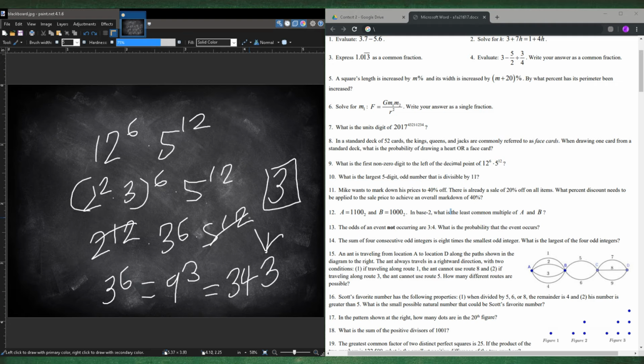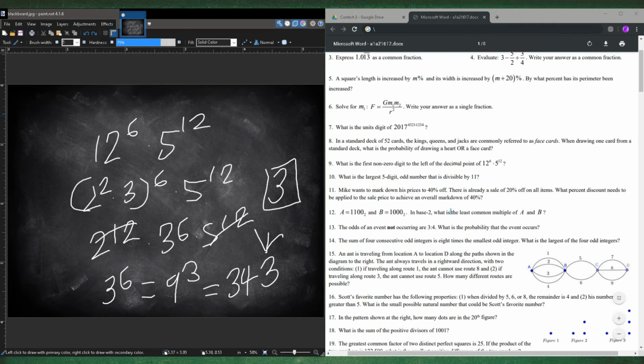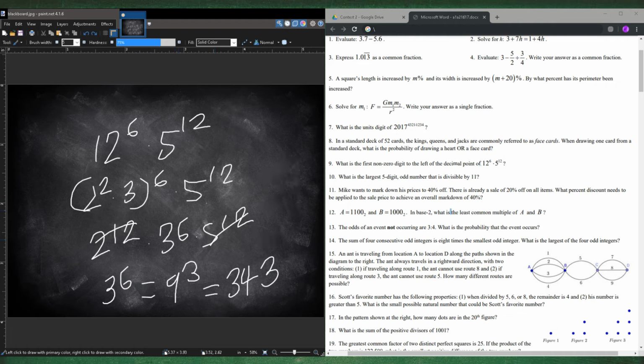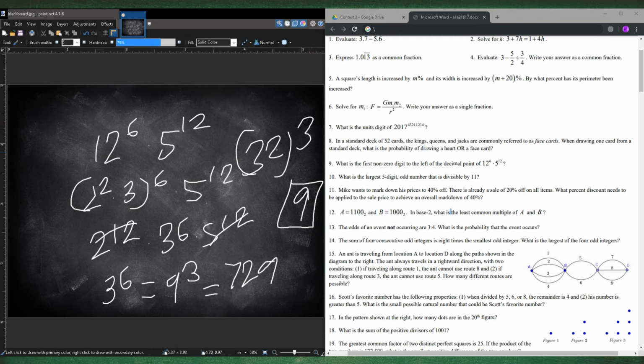So for 9, the first answer, wait, oops. Sorry, it's not that, it's 729. The answer is 9. Sorry, I multiplied wrong in my head. Because 3 to the 6 is 9 to the power of 3. And 9 to the power of 3 is 9 times 9 is 81, times another 9 is 729. So the units digit is 9. It's going to be 729 and then 12 more zeros, basically.